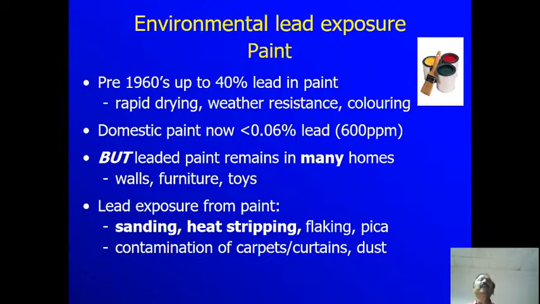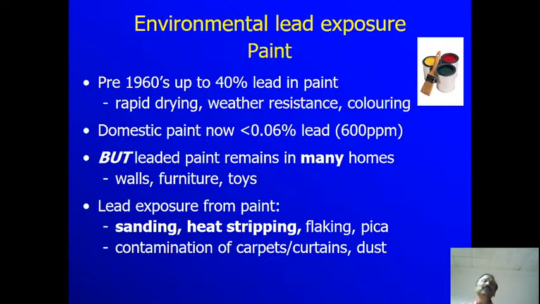So flaking and pica. Flaking, you see what happens when paint gets old, it flakes off and falls down on the ground. And what does the crawling baby do? He just picks it up and puts it in the mouth. Everything goes into the mouth as far as the small baby is concerned. Be careful. These are small. You can land up with a child coming up with toxicity from eating lead paint.